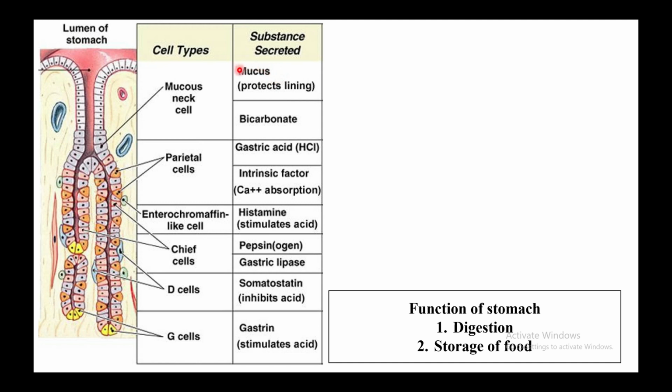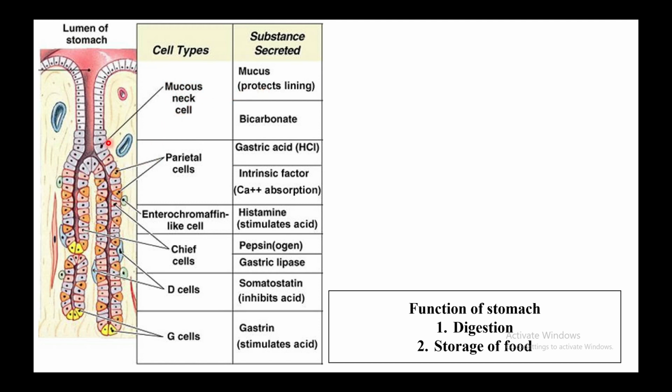The most important thing about mucus is that it protects the lining of the stomach. For example, if there is no mucus, nothing will cover the lining of the stomach, and anything can come from outside. It may be a virus, bacteria, or some chemicals, whatever it may be, it will damage the layer or lining of the stomach very easily. So to protect from that kind of damage, this mucous neck cell will produce mucus. So it has a protective nature.